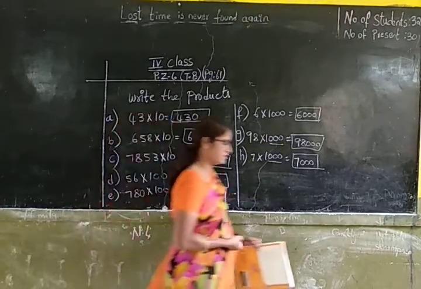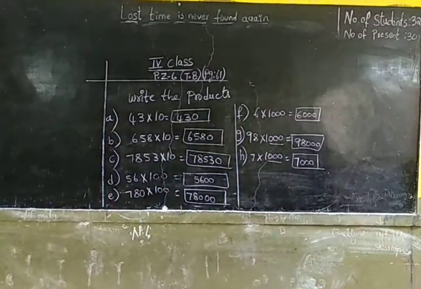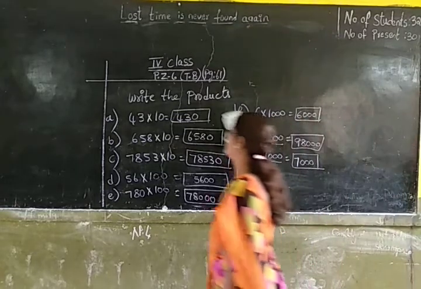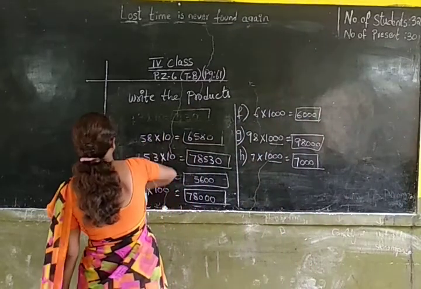If you understand children, that is the way of multiplying with 10, 100 and 1000. This is the way to multiply with 10, 100 and 1000 to get the products.